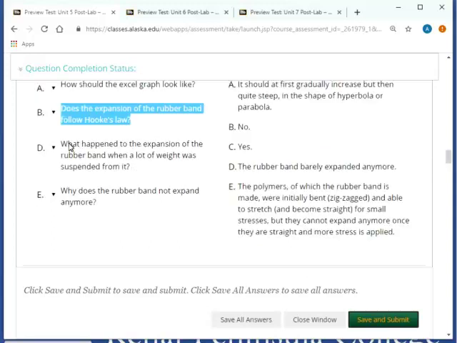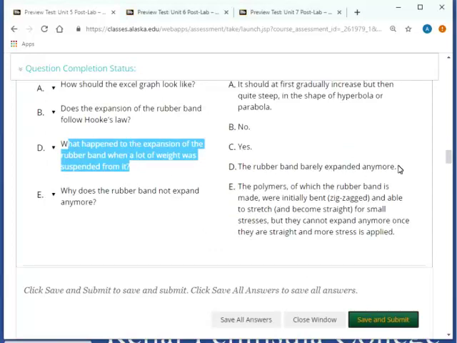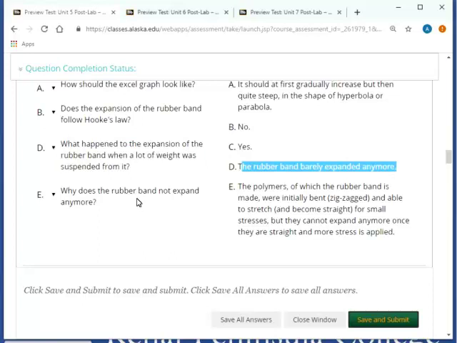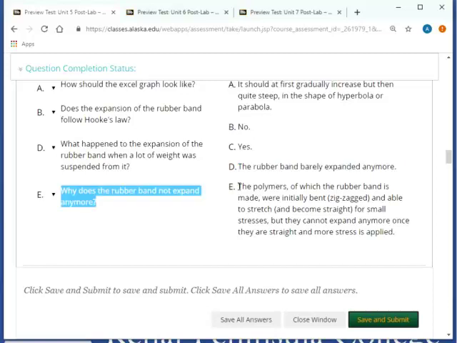What happened to the expansion of the rubber band when a lot of weight was suspended from it? The rubber band barely expanded anymore. That's especially the case if you were able to put more and more weight on it, and then you came across this, wow, you were putting more weight on it, and it just doesn't expand anymore. And why doesn't it do it? And the explanation is over here.